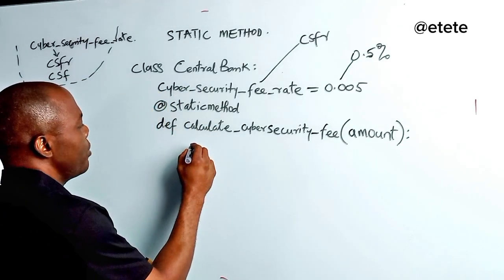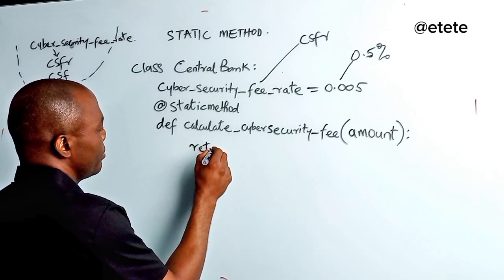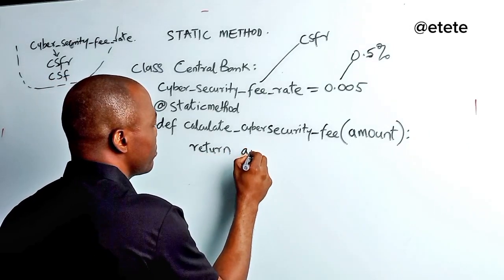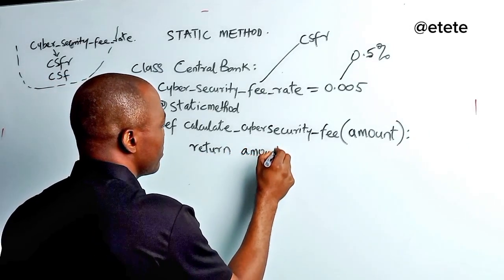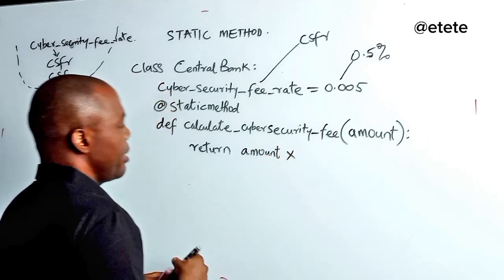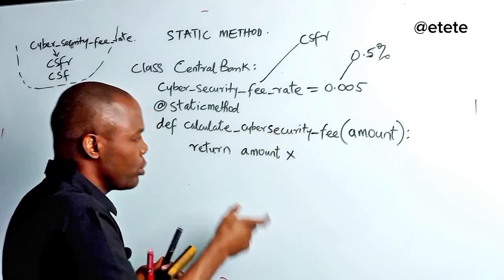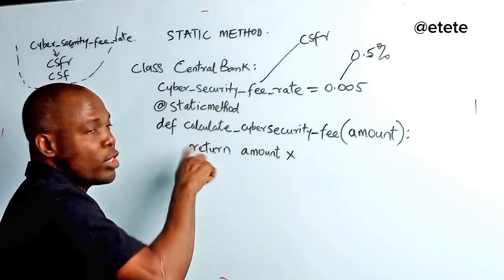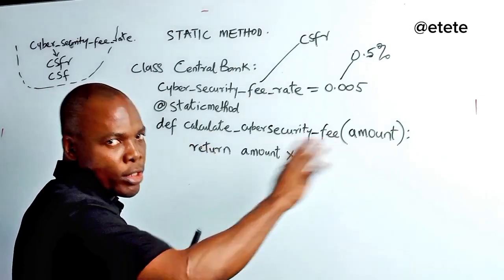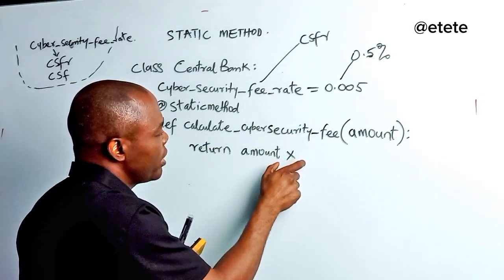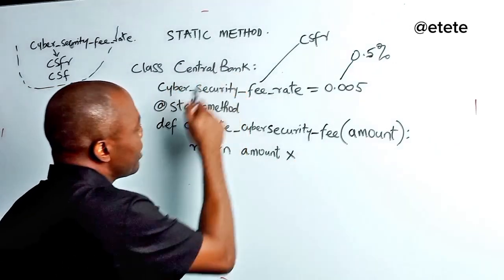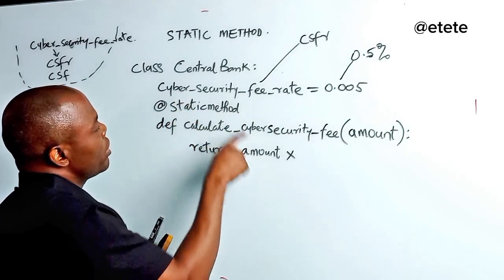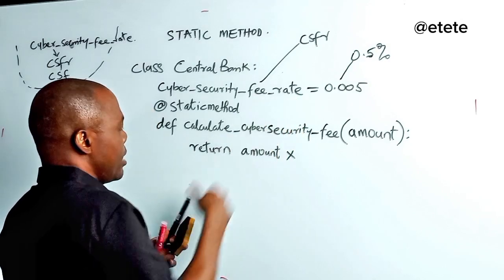Now, I'm just going to say return amount multiplied by the calculation that I'm going to do. I could have created a variable and done this calculation and put it inside the variable and then said return that variable, but I want to return the calculation directly. So return amount multiplied by the cybersecurity fee rate.